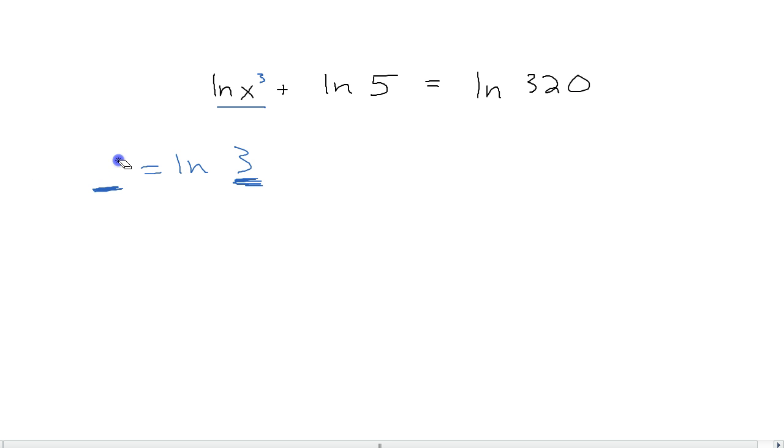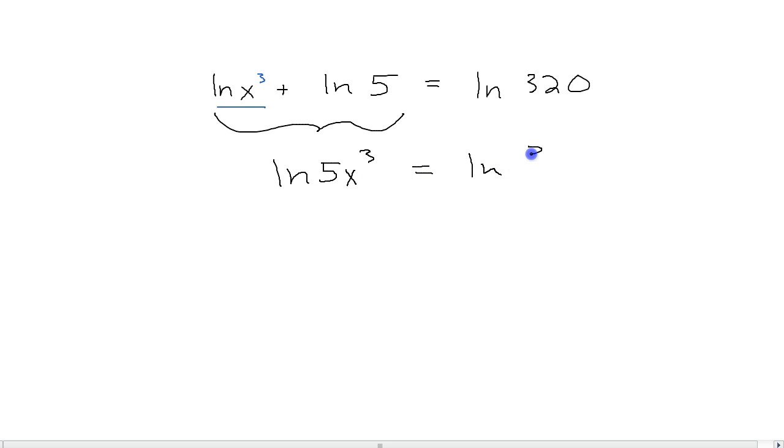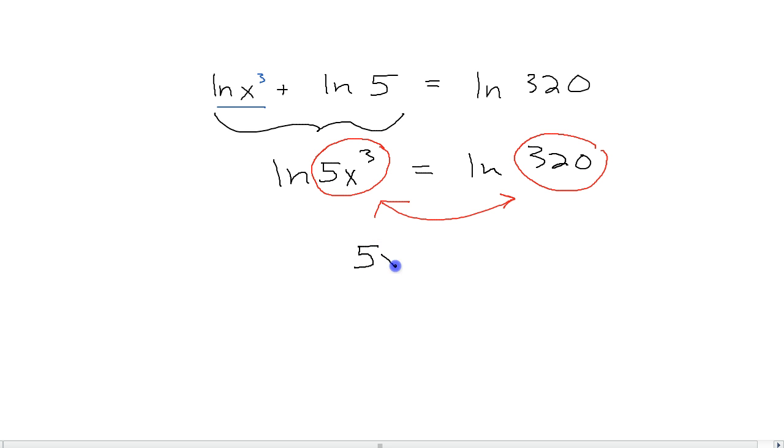But wait, don't I know how to take the sum of two logs and combine them? I can take these two and write them as a single log. Then I would have ln of 5x cubed equals ln of 320. If you can get it to be the log of some stuff equals the log of some stuff, these two quantities must represent the same number. That's the only way that those two logs can be equal. So that means I must have 5x cubed equal to 320.